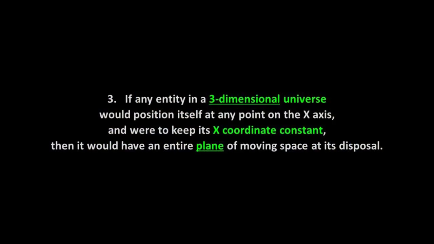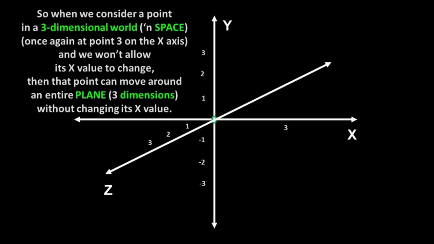So, when we had one dimension, a line, and we said to John, stay where you are at point 3, he had only naught dimensions to move in. That means no space. When you go to two dimensions, a plane, and we say to him, John, keep your x value constant, he has a line, one dimension, in which he can move. Are you with me still? So let's move to three dimensions. If any entity in a three-dimensional universe would position itself at any point on the x-axis and were to keep its x-coordinate constant, then it would have an entire plane of moving space at its disposal. So, when we consider a point in a three-dimensional world as space, once again at point 3 on the x-axis, and we won't allow its x-value to change, then that point can move around an entire plane, three dimensions, without changing its x value. Let's look at it.